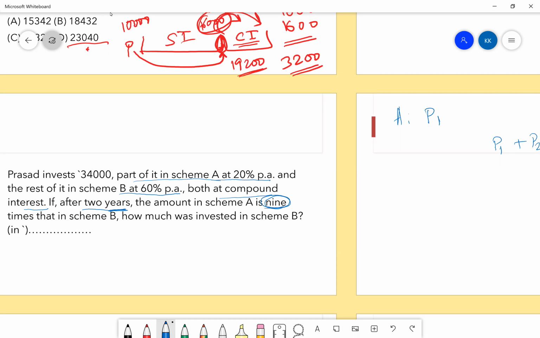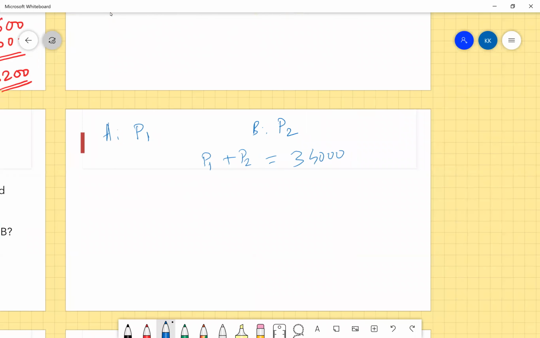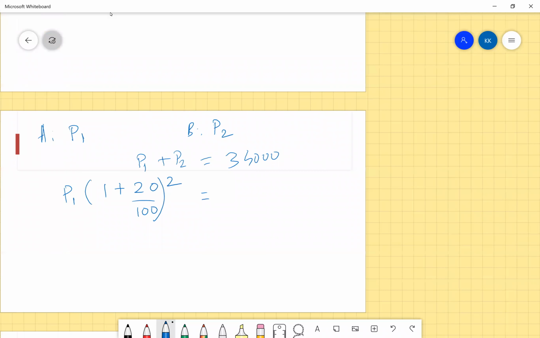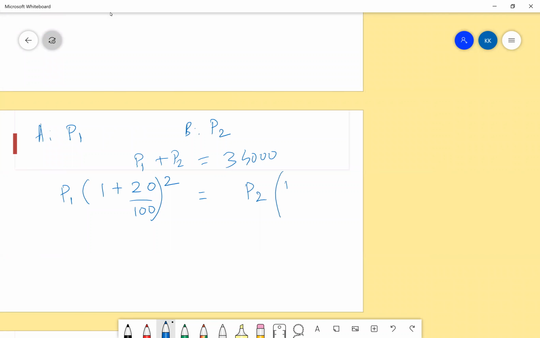And what is the factor by which they are separated? 9 times. So can we write P1, which is this, and what happens with the P2 part is P2 is compounded at 60% rate of interest. How many years? Same 2 years. And according to the question, P1 is basically this, is this the relation according to the question? Till here, is it correct, guys?